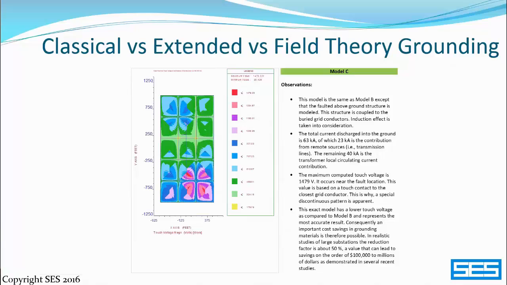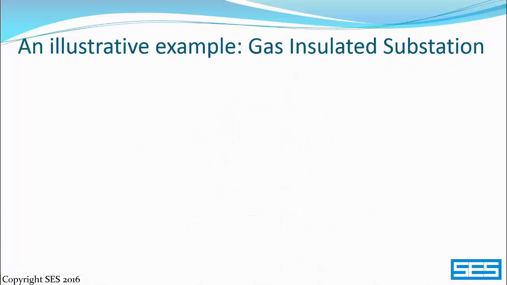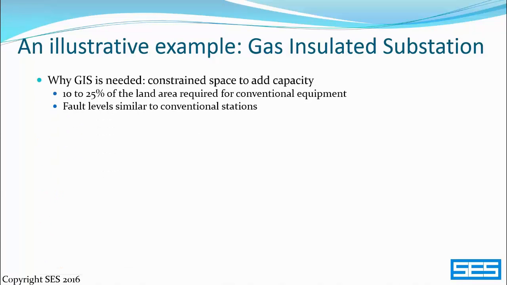Let's now take a look at a more complete analysis that will highlight more of the differences I've been talking about between MALT, MALZ, and HIFREQ. The project we're going to be looking at in more detail is a grounding study of a gas-insulated substation, or GIS. Older substations are constantly being upgraded, and GIS equipment can be used to save space. The GIS installation needs only 10 to 25% of the land area required for conventional equipment, though the fault levels remain similar to conventional substation arrangements. This means that we have far less area than usual to dissipate the current safely.